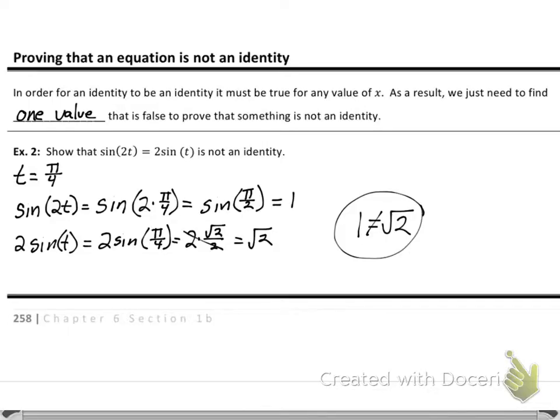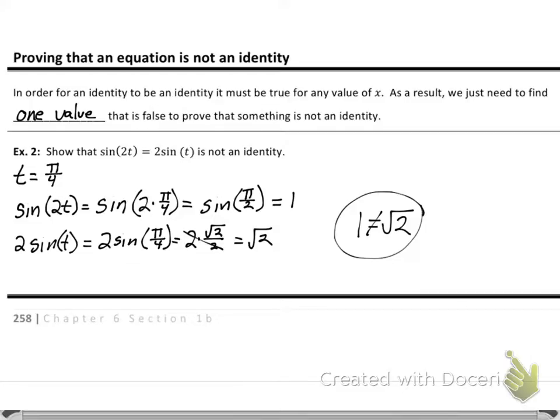Quick advice on these problems. Because they pick things that are close to being identities, some of these will actually work for certain values. Trust me when I tell you, if I say prove that it's not an identity, it is not an identity. So if your value works, if I plugged in pi over 4 and it turned out that 1 equaled 1, all it would mean is pick a new value. Some of these things will work for certain values. Pick another value, try it again until you get it where it doesn't equal.